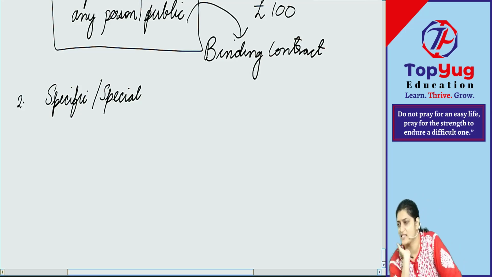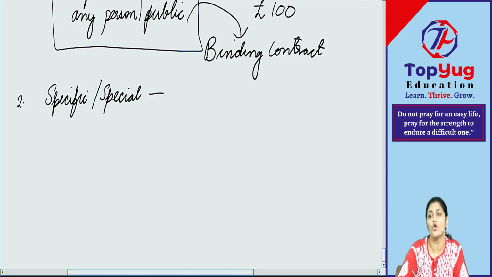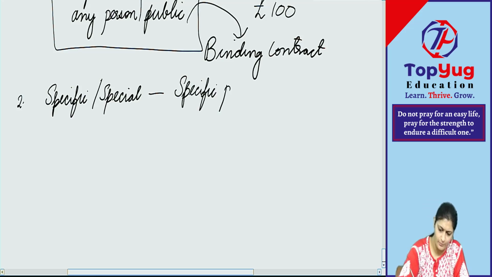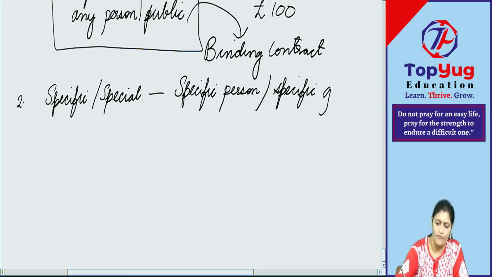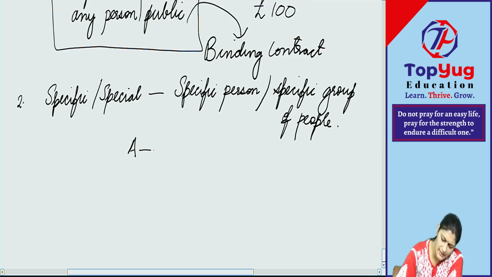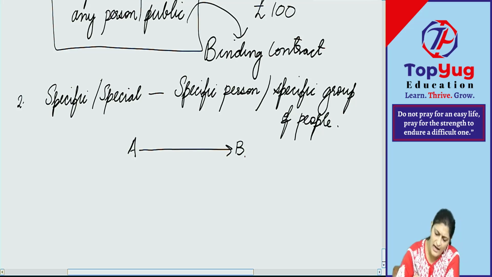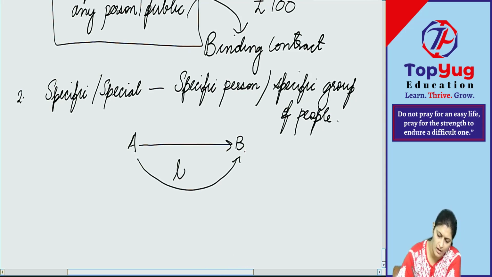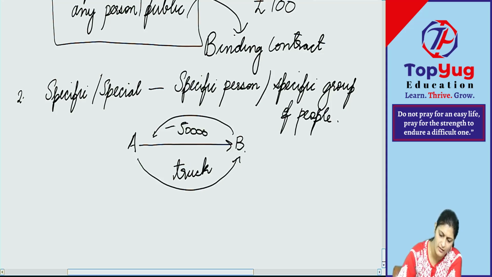Now you tell me what will be this specific offer. Name itself is telling you. Particular person or particular group of people. When the offer is made to a specific person or it is made to a specific group of people, it is known as specific offer. Specific person or specific group of people, then only it is specific offer. A is entering into contract with B. I want to sell you my truck. I will sell you my truck. You pay me 50,000 rupees for my truck.